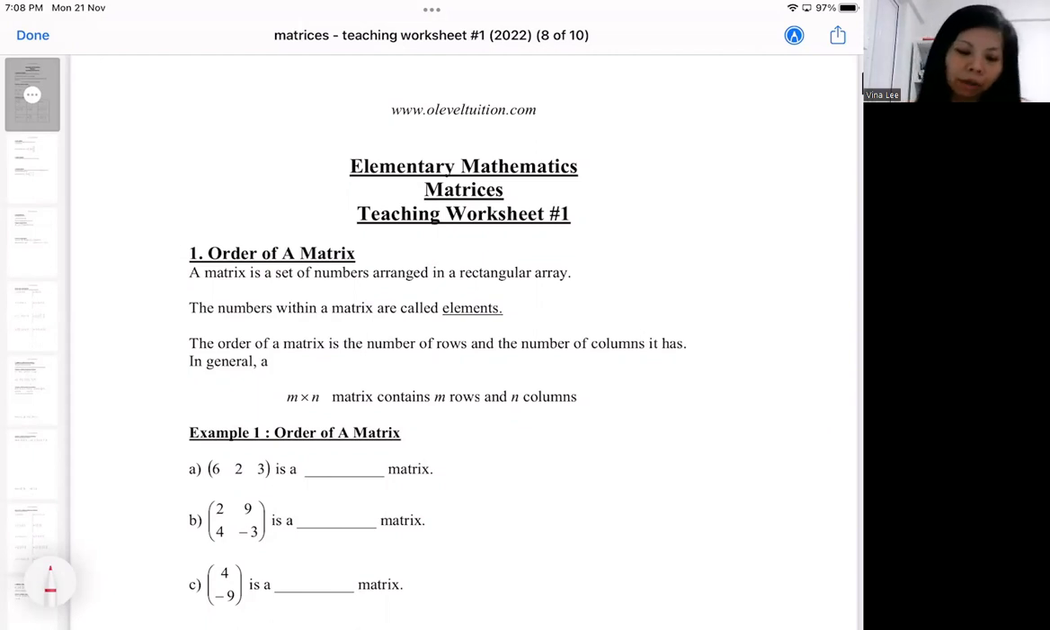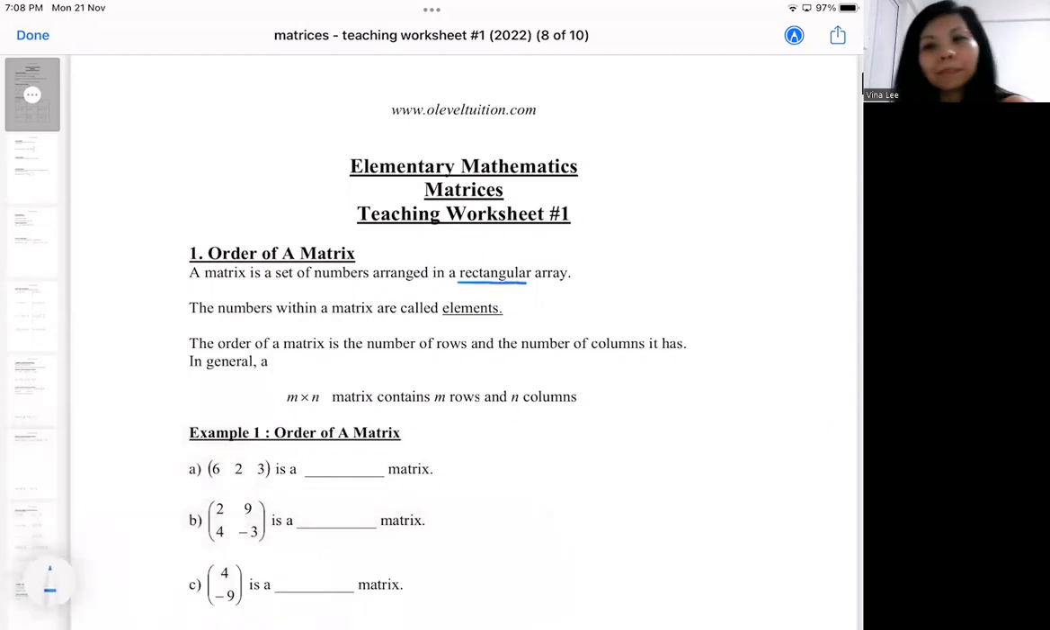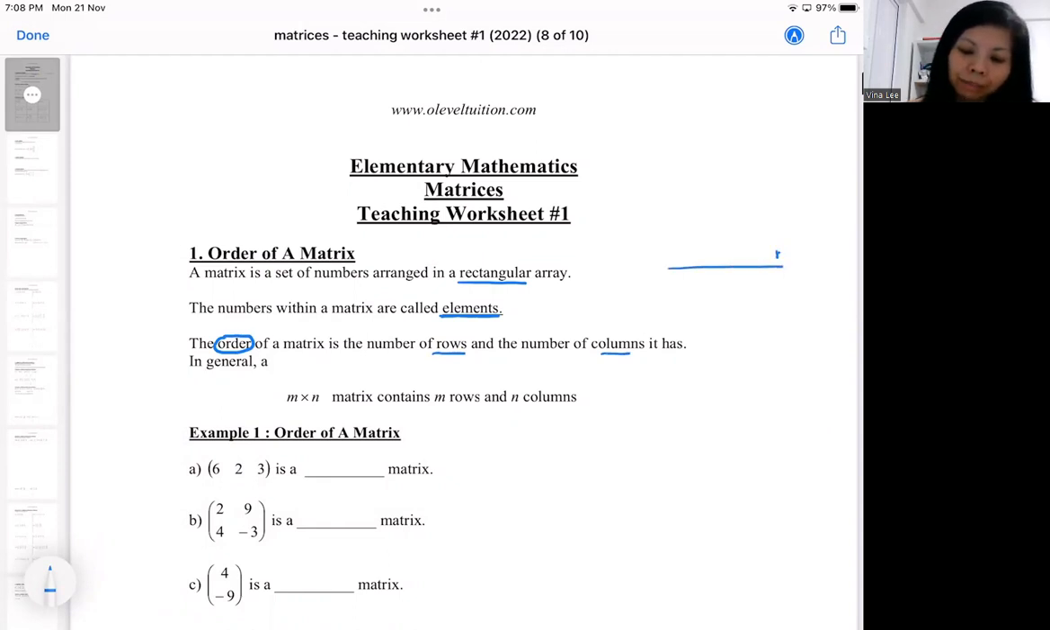So what are matrices? Matrices are a set of numbers that we arrange in a rectangular manner. The numbers within the matrices are called elements. Sounds a bit like sets and Venn diagram. The order of the matrix is determined by the row and the column. For your information, row is horizontal, column is vertical. So we use the row and column to decide the order.